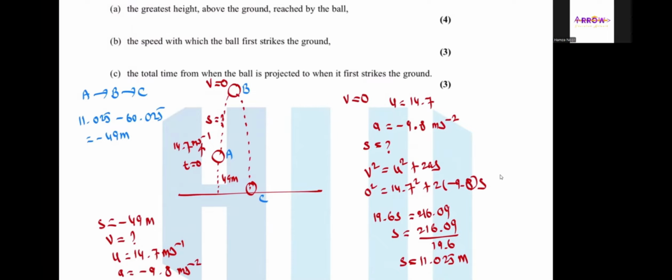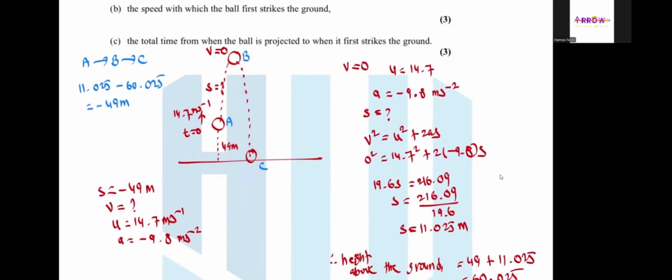Okay, in this whole journey, we are going to take the negative value of acceleration, because when the ball is going upwards, it is decelerating, meaning it is slowing down. And when the ball is coming downwards, it is accelerating in the opposite path. So obviously, we will have a negative value of acceleration for this whole journey. Okay, so this is basically the concept behind this.